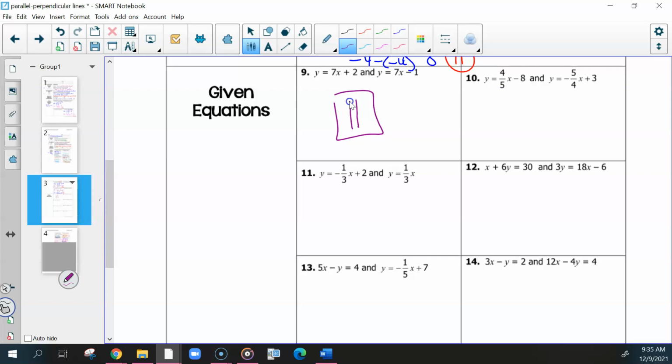For number 10, are these parallel, perpendicular, or neither? Perpendicular. These are perpendicular because the fraction is flipped and one is negative. For number 11, those are neither, because you have the 1/3, but one's negative, so they can't be parallel, and it's not flipped, so it can't be perpendicular. There's no symbol for neither, so you just have to write that out.